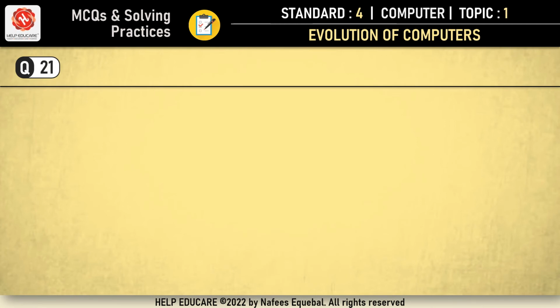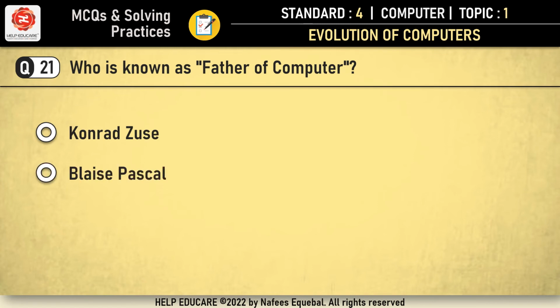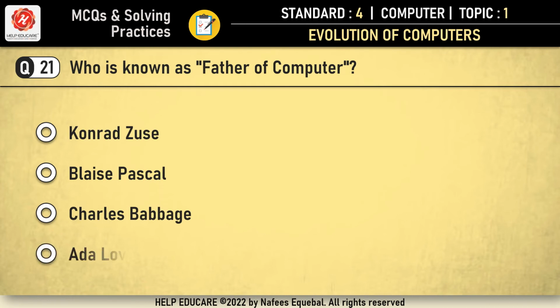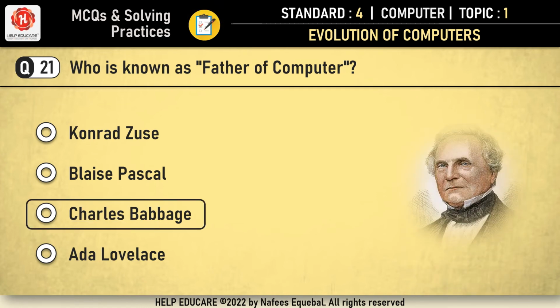Question number 21. Who is known as father of computer? First option, Conrad Zuse. Second option, Blaise Pascal. Third option, Charles Babbage. Fourth option, Ada Lovelace. Answer will be displayed in 10 seconds. Correct answer is Charles Babbage.